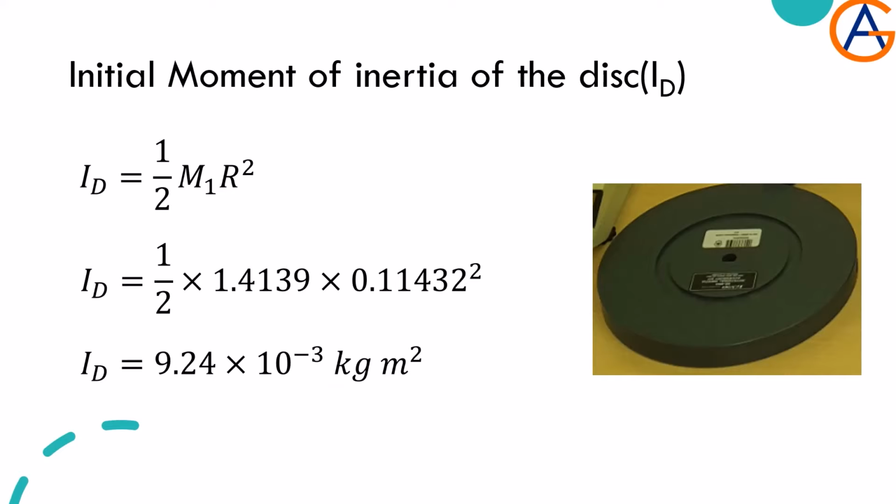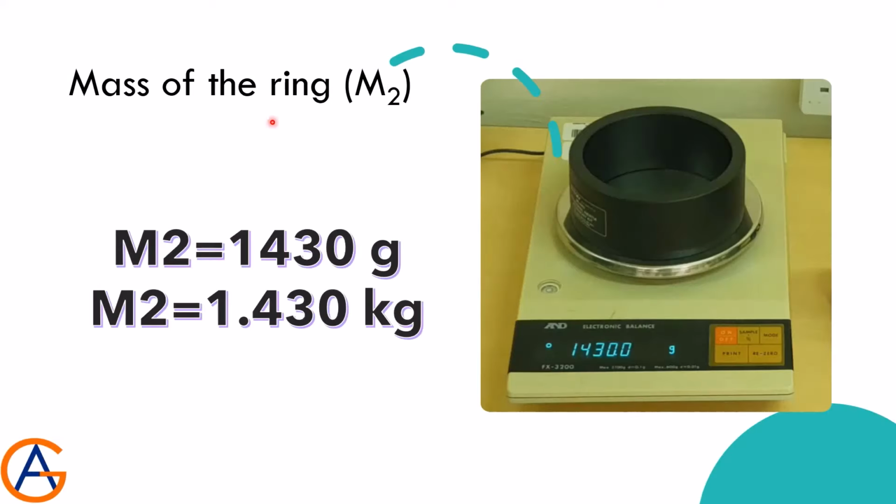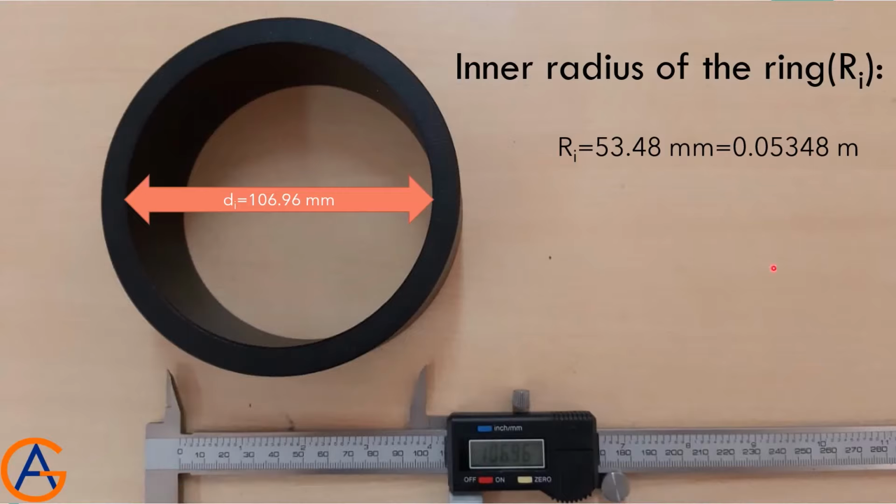Next, our second object is the ring. The mass of the ring, we have taken as m2, and the mass is 1430 grams. In kilograms it is 1.430. Now let's measure the radius. For a ring we have an inner and an outer radius. This is the inner diameter, which we measured with the help of the vernier calipers. It is showing 106.96 millimeters. Divide this number by 2 and we get the radius.